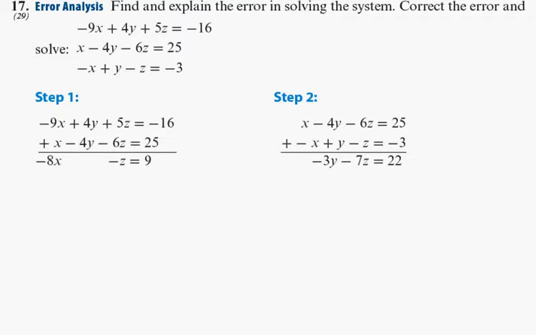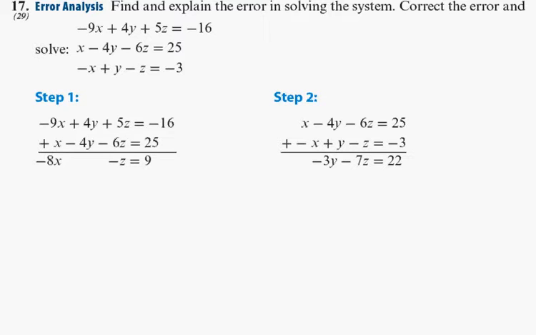Okay, I know most of you use matrices to solve these systems of three equations. Unfortunately, on this one, we have to find a mistake in what the student did. So here we go.